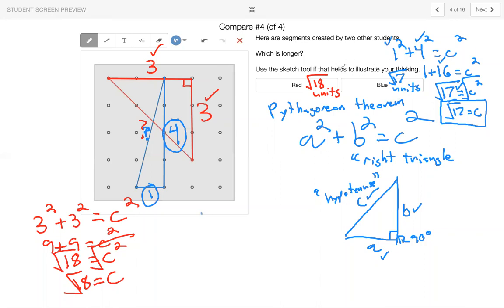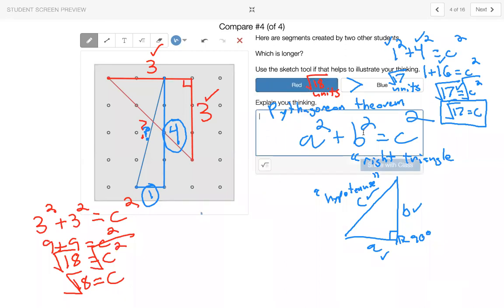So which of these is greater? Square root of 18 or square root of 17? What do you think? Hopefully you're saying that square root of 18 is greater. So we want to make a note that the red line in this case is actually longer. So there you go. We even showed why.